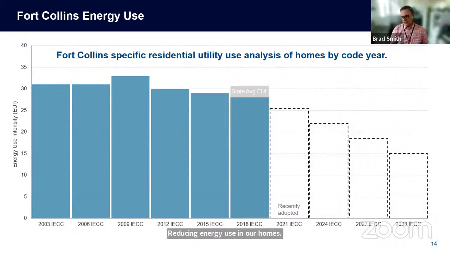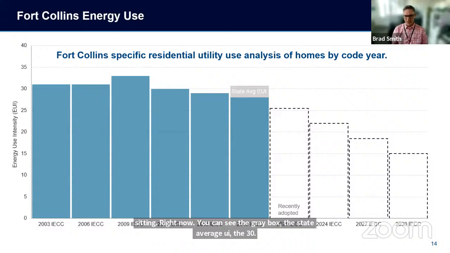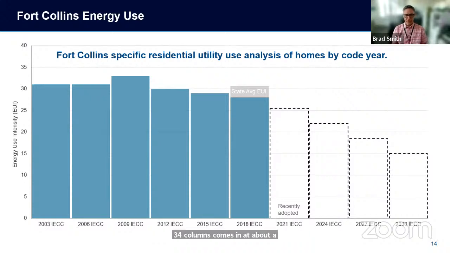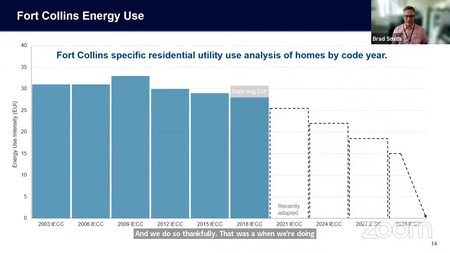We were able to track this. Our current data goes through 2018. We're working on 21 right now. We expect to have that pretty soon. But this gives you an idea of where we are sitting right now. You can see the gray box, the state average EUI of a 30.7. City of Fort Collins comes in at about a 28. So we do have some amendments that strengthen it. And I was hoping that we would perform a little bit better than state, and we do. So thankfully, that was a whoo when we were doing this analysis. So this gives you an idea of what we're projecting.